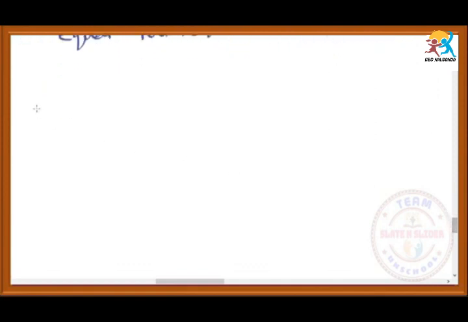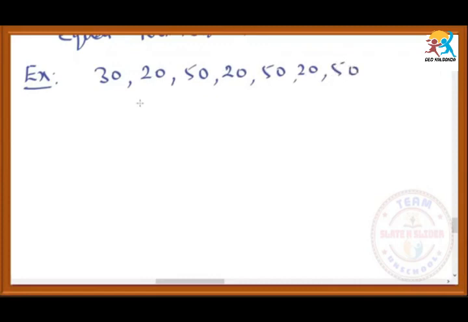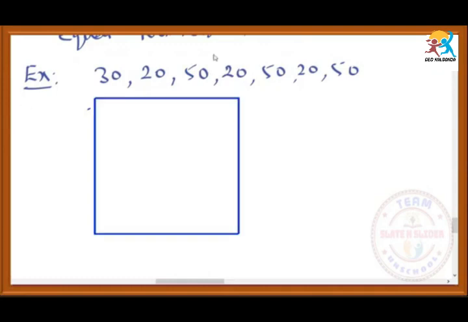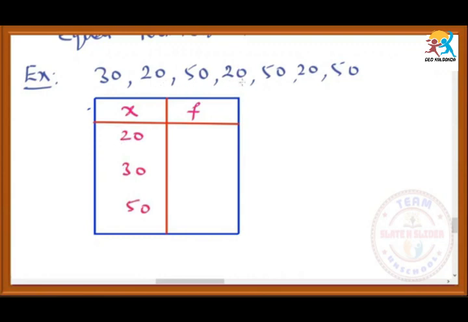Let us take one more example. Take 30, 20, 50, 20, 50, 20, 50. Check here. First, if the question is like this, then we have to tabulate it. To make this question neat, just draw a table. Write x, and here the frequency; x means values. So the first, least value should be 20, then 30, next 50. Write their frequency. 20 has come how many times? 3 times. 30 has come only one time. 50 has come 3 times.